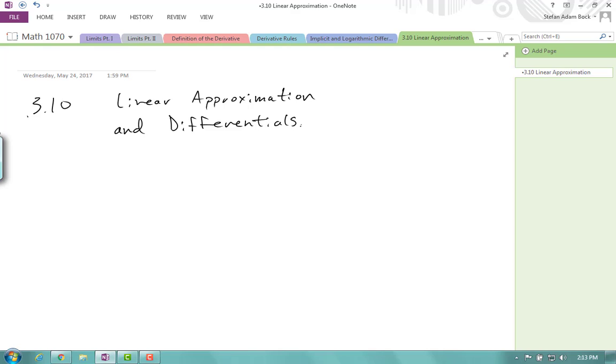Today we're going to be learning about linear approximation and differentials. This is section 3.10. So linear approximation, as the name implies, is using a line to approximate something. And the reason we do this is that lines are easy to plug numbers into.